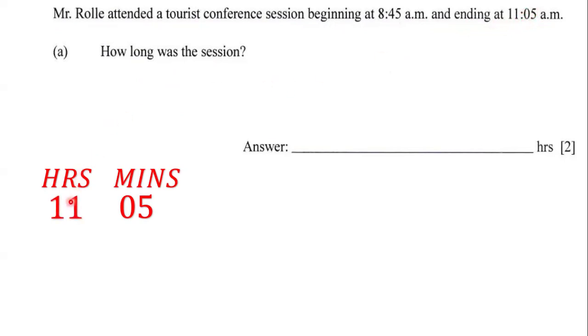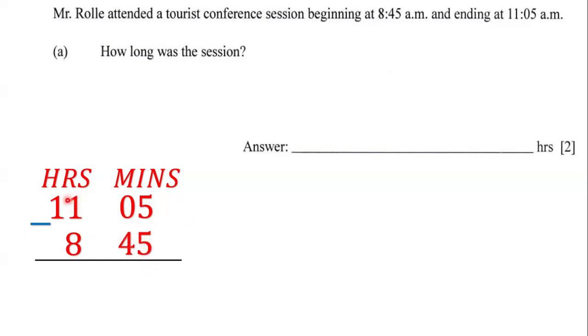So we have 11 hours and 5 minutes. We're going to put the start time, or the beginning time, at the bottom. So it's going to be 8:45, 8 hours and 45 minutes. That's what we're going to put at the bottom. And so we are going to subtract. 5 minus 5 is 0. 0 minus 4, we can't do that.